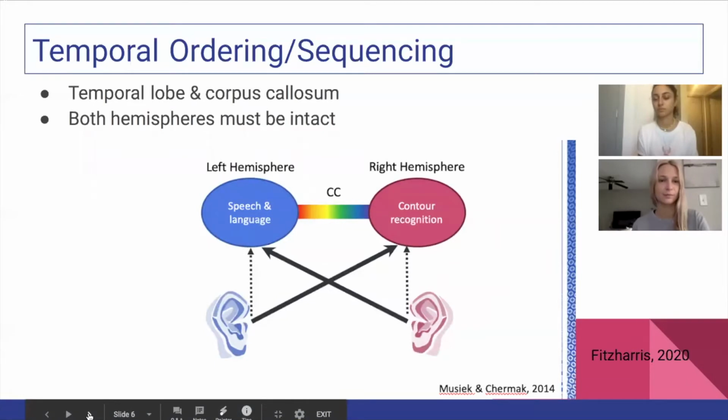So now I'm going to keep talking about the corpus callosum a little bit and some of these anatomical sites. So the temporal lobes and the corpus callosum are fundamental for this process. If there is a lesion in either temporal lobes, left or right hemisphere, or the corpus callosum, we can't be processing the ordering or the sequencing of the acoustic signal.